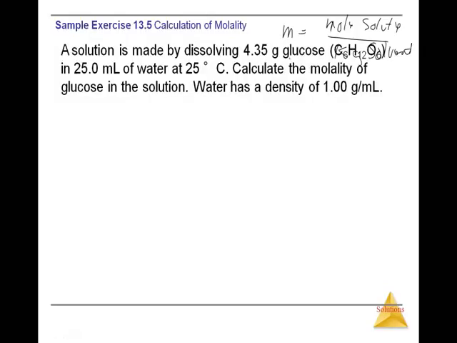A solution is made by dissolving 4.35 grams of glucose in 25 milliliters of water. Calculate the molality of glucose in the system. Water has a density of 1 gram per milliliter. So I have 4.35 grams, and I'm going to use my molality formula. It's going to be moles of glucose over kilograms of water.